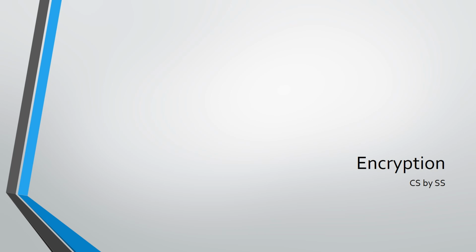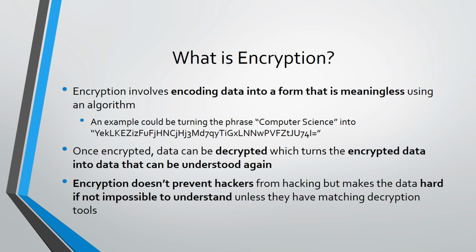You are watching CSS by SS, and today we will be talking about what is encryption. So, the first question is what is encryption? Encryption involves encoding data into a form that is meaningless using an algorithm. Like हम अपने डेटा को इस तरह से किसी और फॉर्म में ट्रांसफर करेंगे that is meaningless to another person.